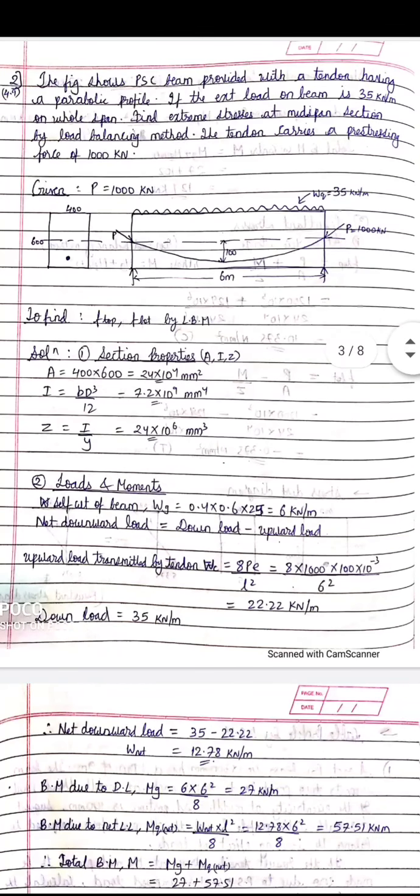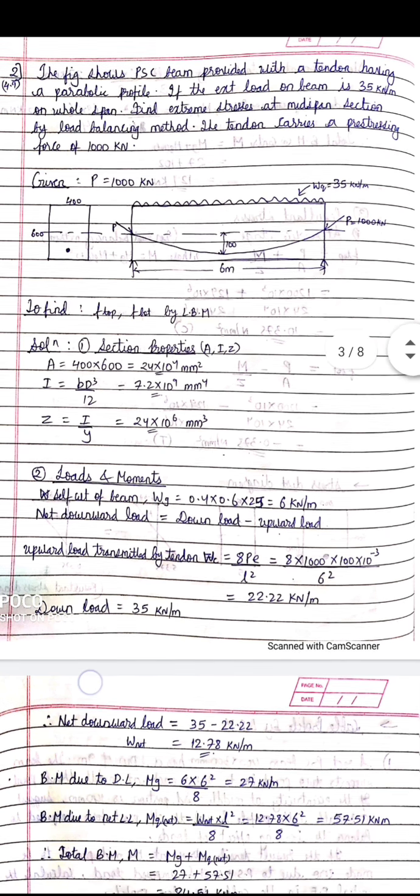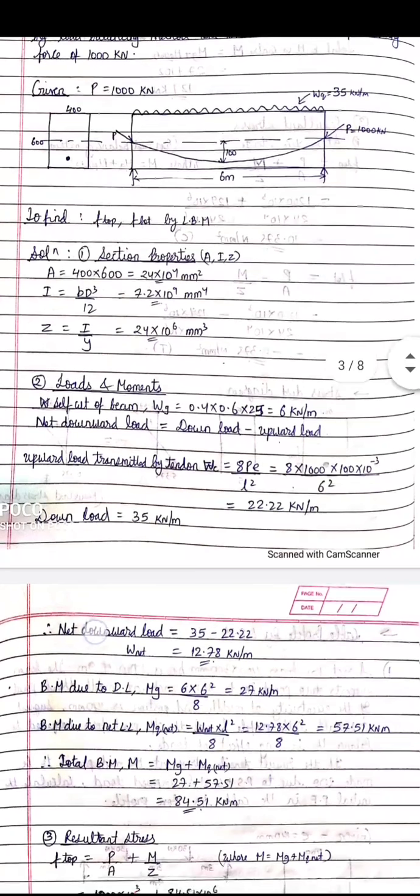So the first step we'll find out is the section properties, area, your moment of inertia, and Z, which is nothing but I by y. Now the second step, to find out the loads and bending moments. So this is important. First we'll find out the self weight of the beam, which is given by section dimensions into the density, which comes out to be 6.